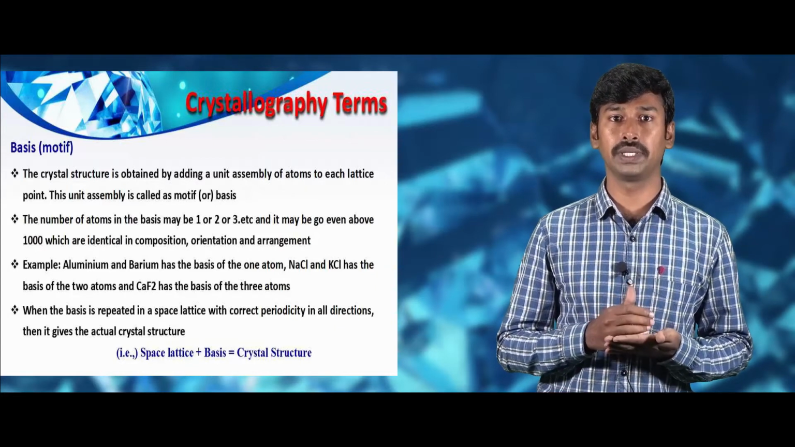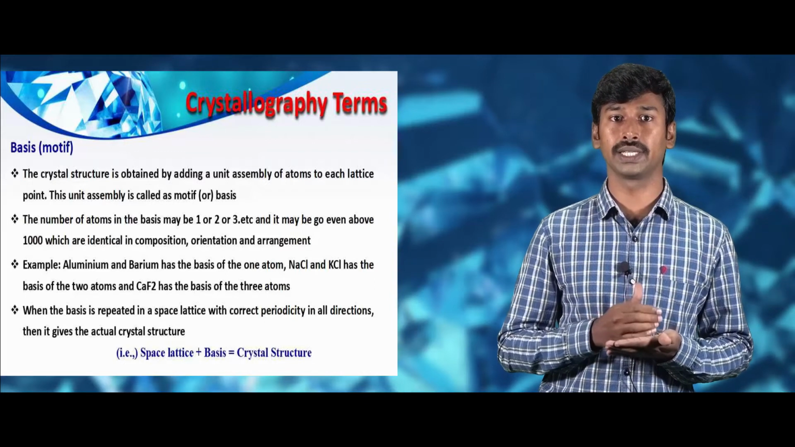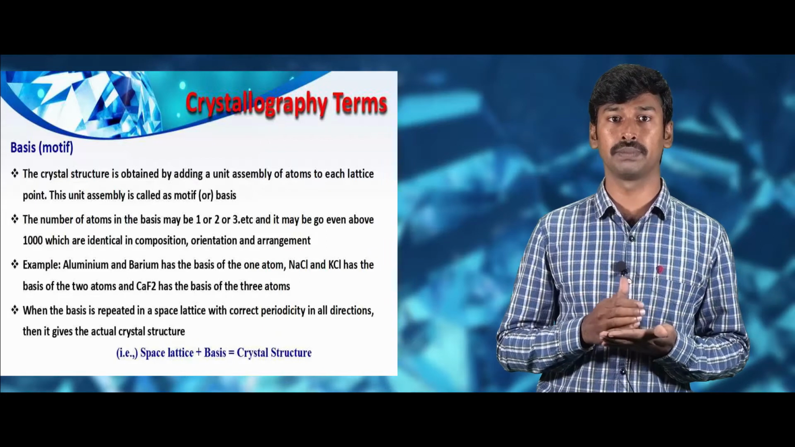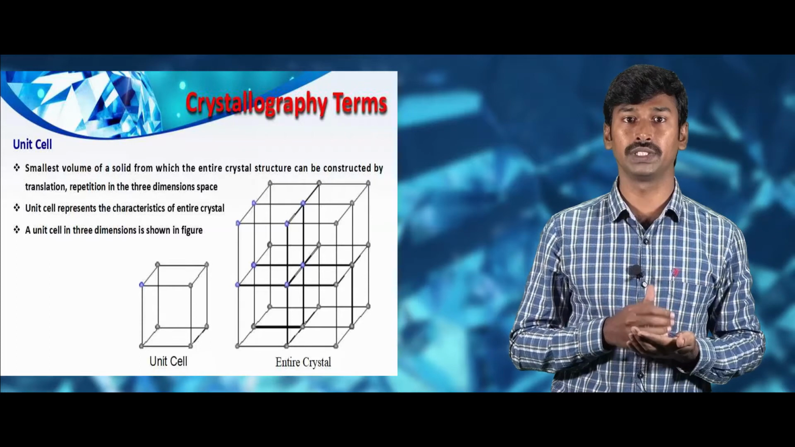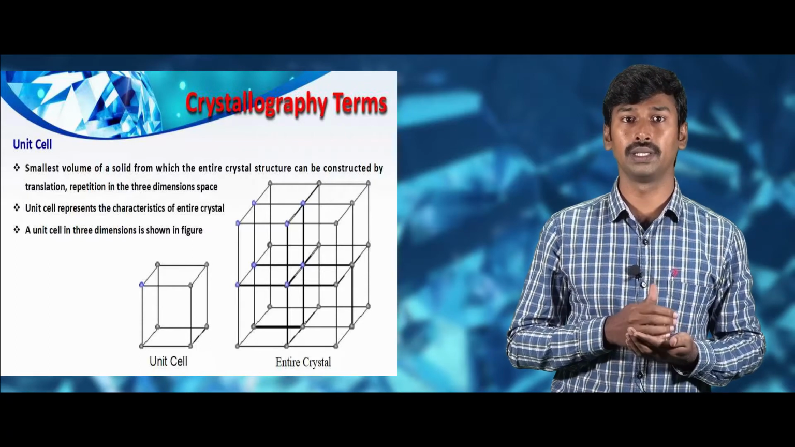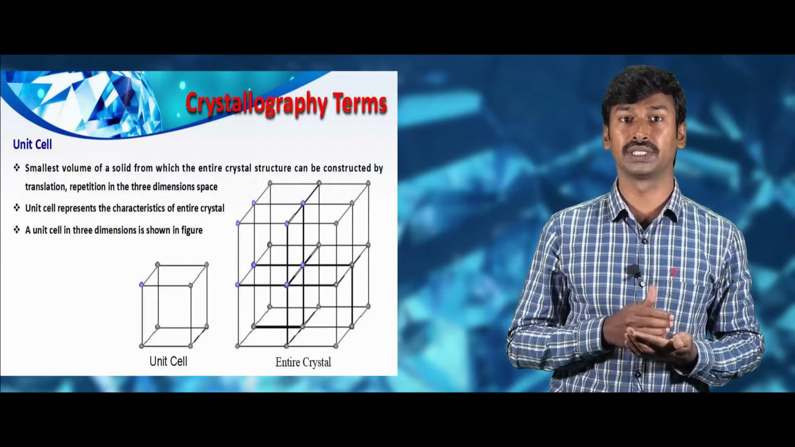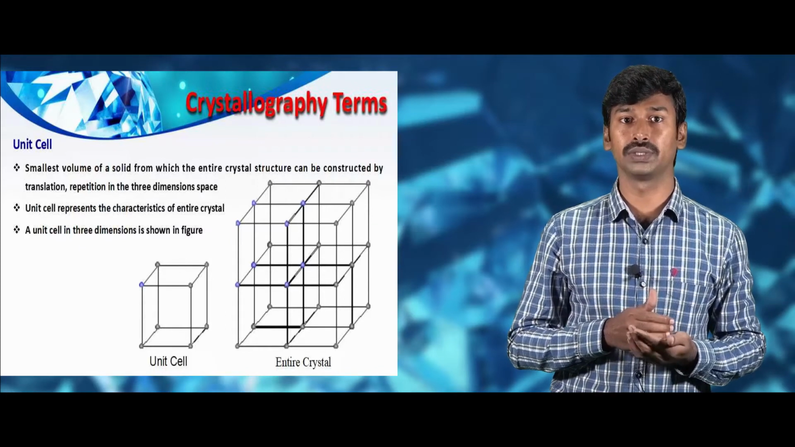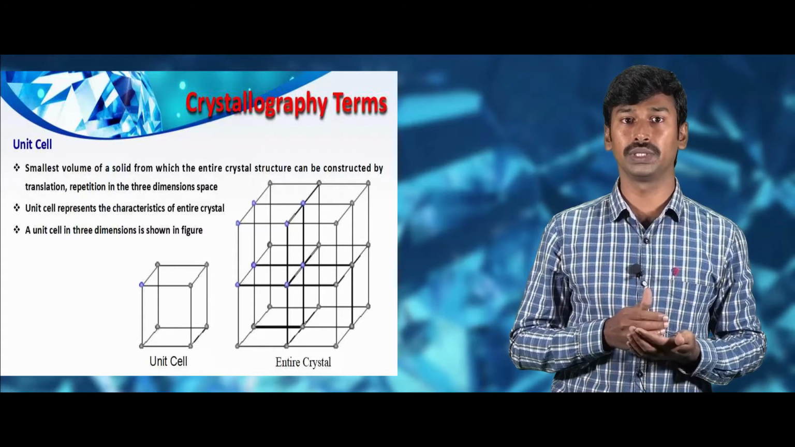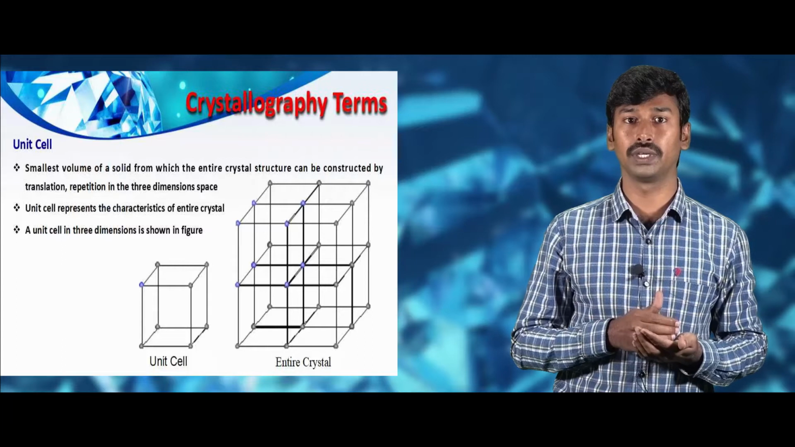When this basis is repeated in the space lattice with regular periodicity in all directions, it gives the entire crystal system. Lattice plus basis gives the crystal system. Unit cell. The smallest volume of a solid from which the entire crystal can be constructed by translation and repetition in a 3-dimensional space is called the unit cell. The unit cell represents the characteristics of bulk crystals. The unit cell in a 3-dimensional space is shown in figure 1. When these unit cells are repeated and translated to form a bulk crystal, it is shown in figure 2.